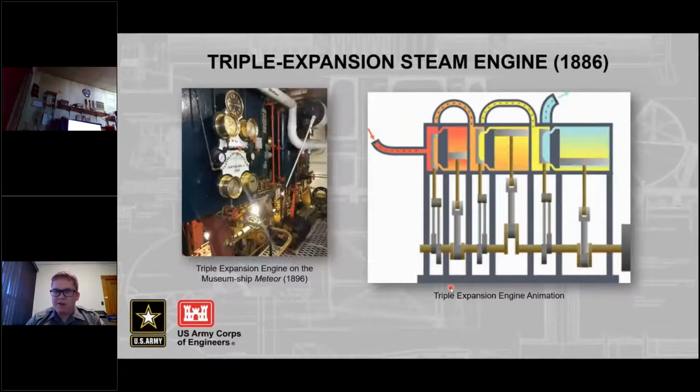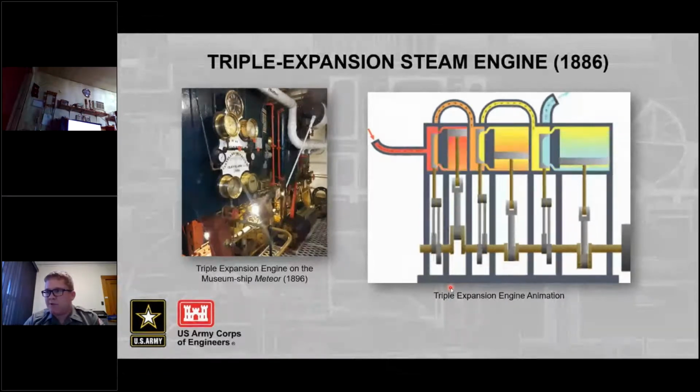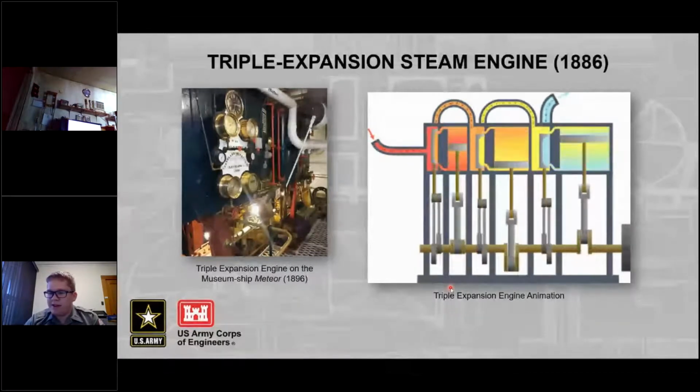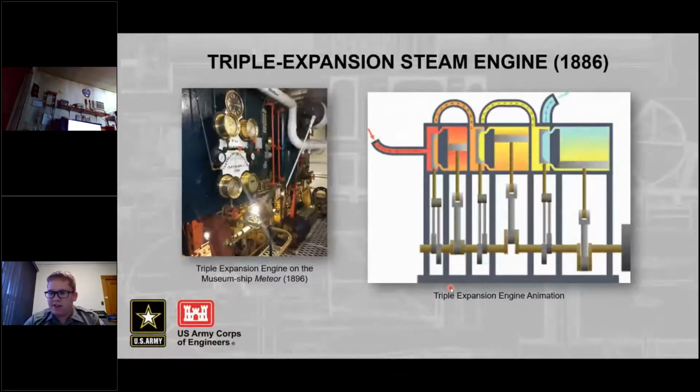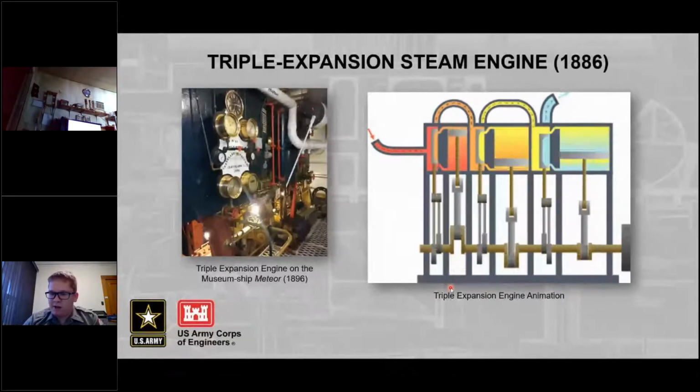And then next came the triple expansion steam engine. Early on, steam engines used on the Great Lakes only had 1 or 2 cylinders, so they weren't very powerful. By the 1880s, we had this popular engine that was used in almost every Great Lakes vessel between the late 1800s and the 1940s, around World War II. The triple expansion steam engine depicted here was powerful, usually rated between 1 to 2,000 horsepower each. And they were about 2 stories tall, so they were huge.